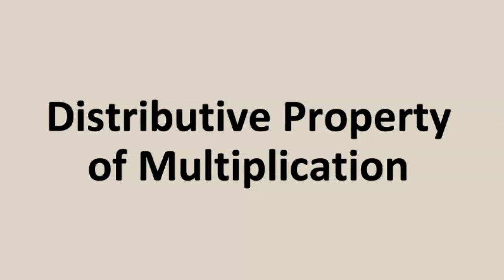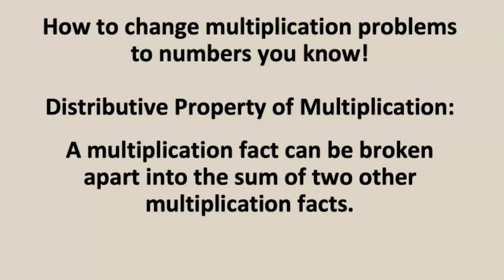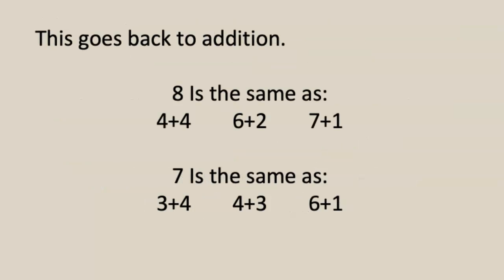Distributive property of multiplication. How to change multiplication problems to numbers you know. Distributive property of multiplication, a multiplication fact that can be broken apart into the sum of two other multiplication facts. This goes back to addition. 8 is the same as 4 plus 4, 6 plus 2, and 7 plus 1. 7 is the same as 3 plus 4, 4 plus 3, and 6 plus 1.